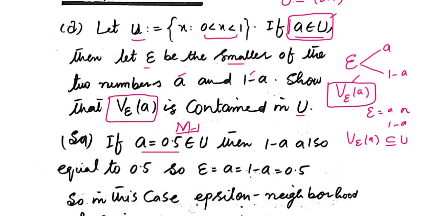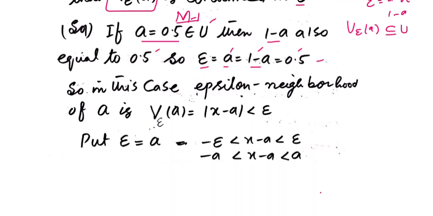So if a is 0.5, belonging to U, then 1 minus a is also 0.5. It means your a and 1 minus a are both equal. So in this case, you can take epsilon equal to either a or 1 minus a, because both are equal. So in this case, the epsilon neighborhood of a can be defined as, this is the definition of the epsilon neighborhood of a.